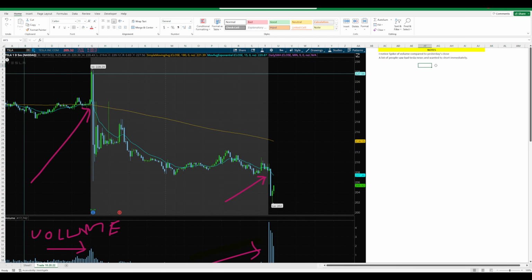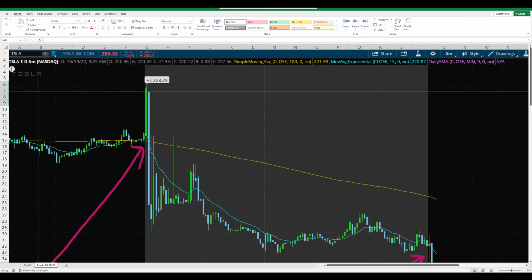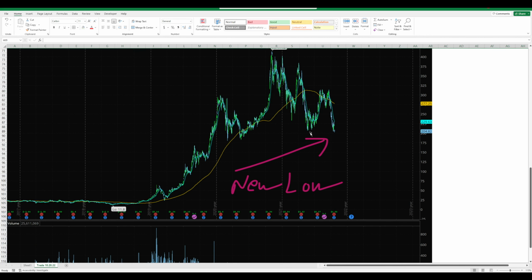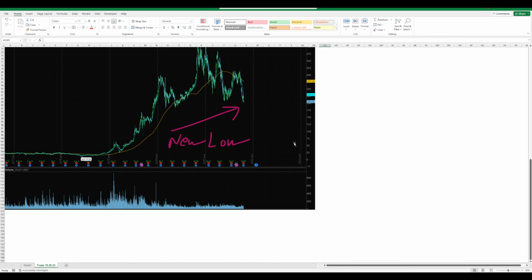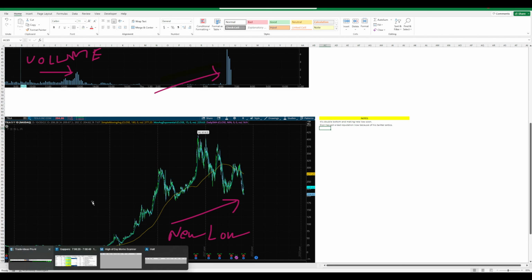And then I wrote some reason right here. I noticed spike of volume compared to yesterday's close. A lot of people saw bad news and wanted to short immediately. You know, this is just from my notes. And then right here, I see that it's a double bottom. Hey, new low. And then I wrote, it's a double bottom and making new low soon. Elon Musk got a bad reputation because of his Twitter antics or whatever he's been tweeting. Bad press news about him. I don't know what, but I just know it's bad. That's all I need to know. So that's the reason why I was short.